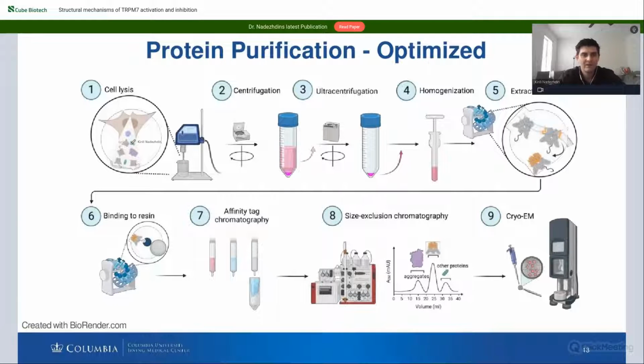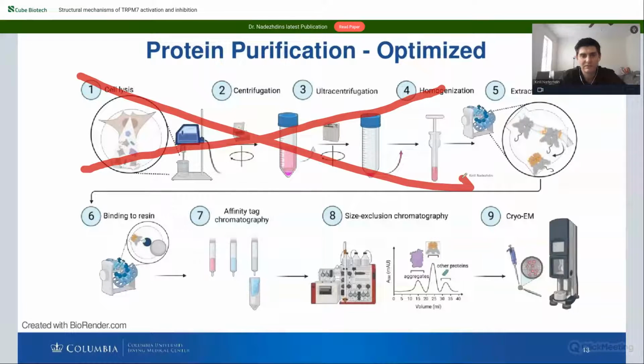So we can try to optimize all these steps because our protein is unstable. Maybe if we can shorten some steps and make it faster, or just discard some steps, we can get more protein. So that's exactly what we did. It turned out that if we just eliminate these two steps, cell lysis, centrifugation, and homogenization, we still have a lot of protein, even more.